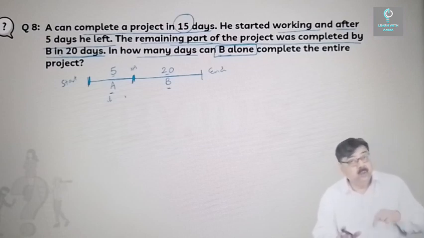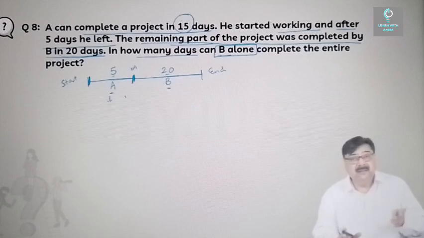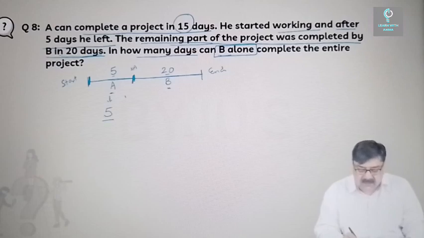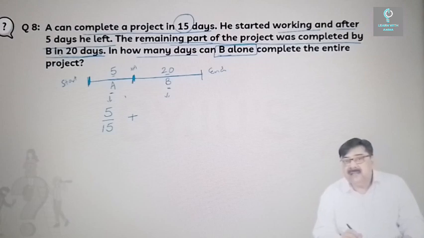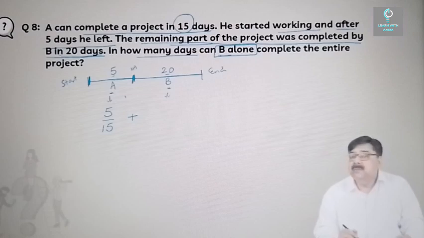2 days will be 2 by 15. 3 days will be 3 by 15. So 5 days will be 5 by 15. So A works for 5 days. Alright, so hence his 5-day work will be 5 by 15. Plus, now look here, B works for 20 days. But what is the working efficiency of B? I mean, in how many days can B alone complete this project?